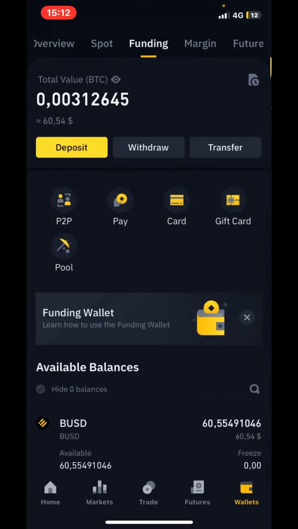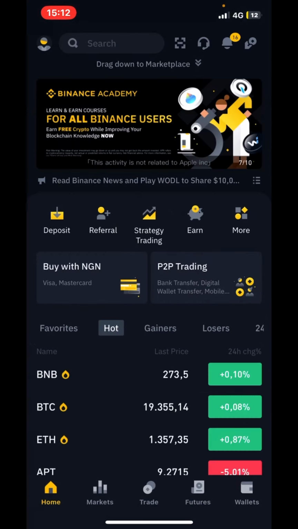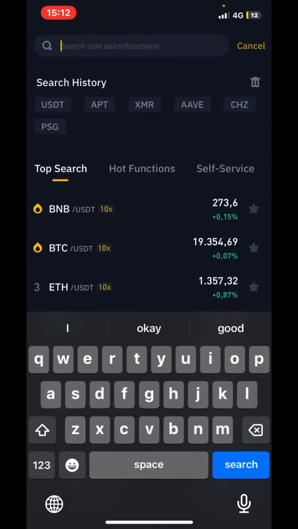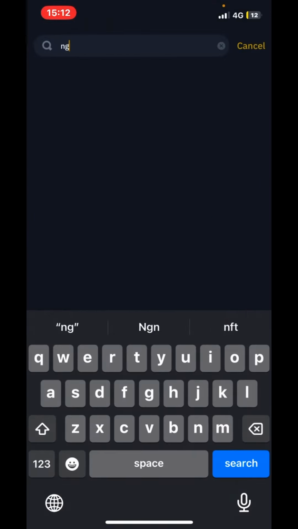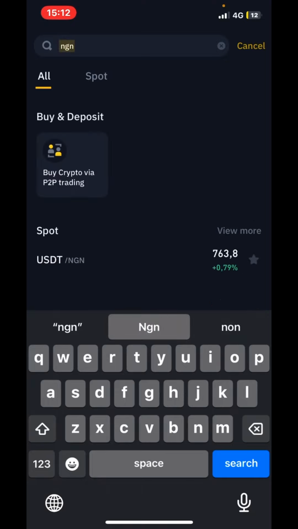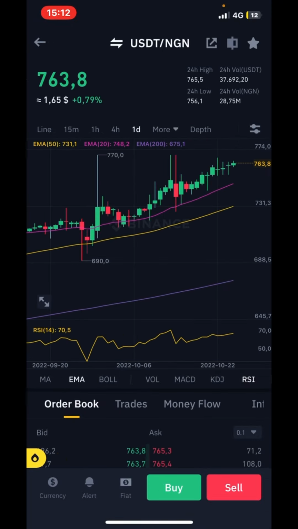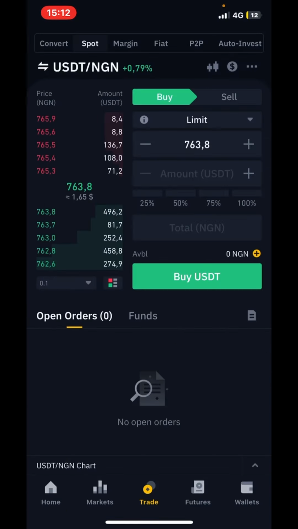Then you go back, then you come here home again, then you press this search button, you press NGN because this is what you want to trade, NGN USDT. Then press this. Now you go to buy.